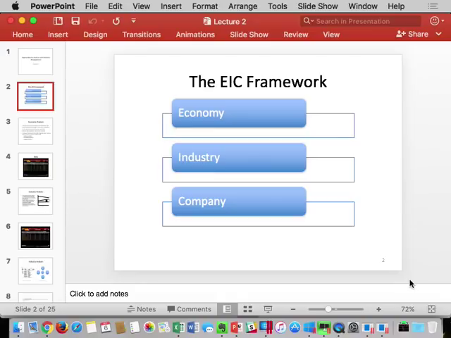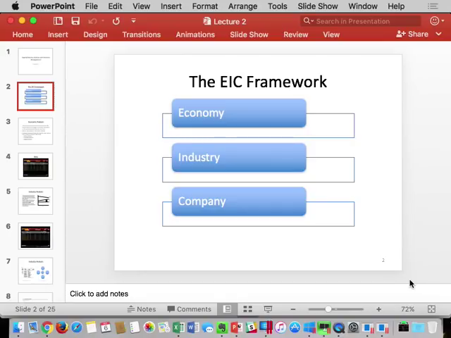So the economic part of the analysis tries to understand the following question, which is how sensitive is a company to the economy, and basically is the economy getting better or worse over time, and what is the impact to the industry and company as a result of that. That's what we're trying to assess and understand in the E part of the EIC.